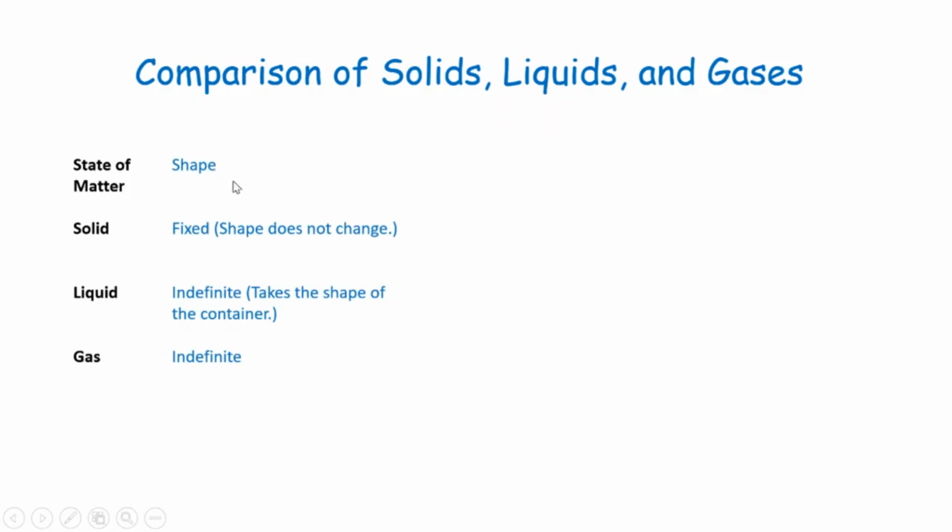First, let's take a look at the shape. Solid, of course, has a fixed shape. The shape does not change. Liquid does not really have its own shape. It depends on the shape of the container that holds the liquid. And you understand what that means, all right? Gas is the same thing.